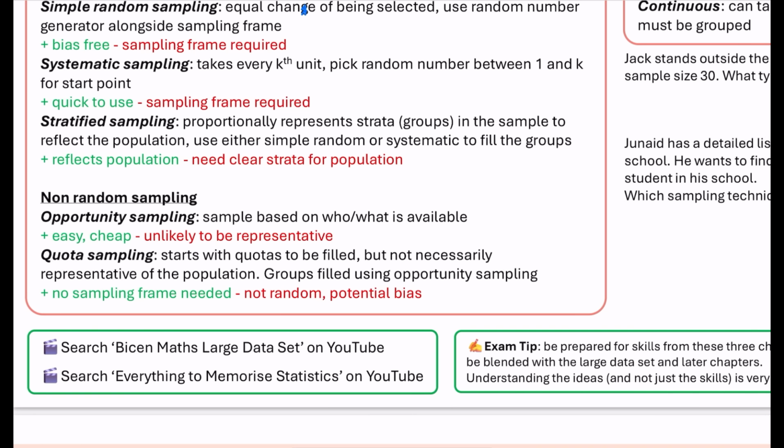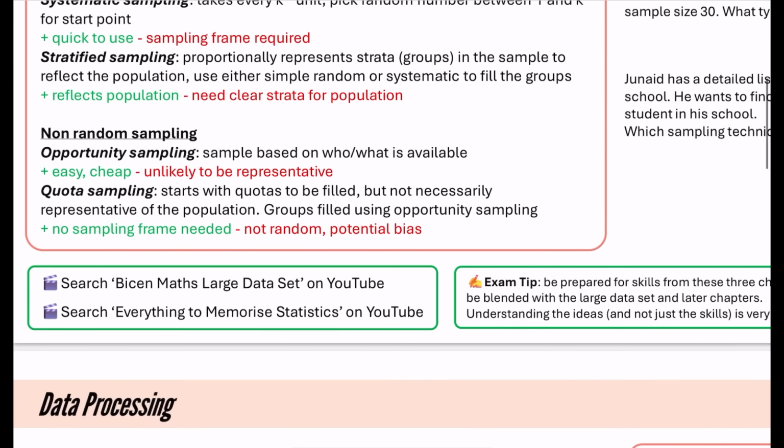And the way we do this is once you've decided how many people need to be in each group, you then fill those groups with either simple random sampling or systematic sampling. It's really good because it reflects the population, so you have the same sort of structure as the population. But the bad thing is you do need to have clear strata for the population. Obviously, you do need to have a sampling frame to do this.